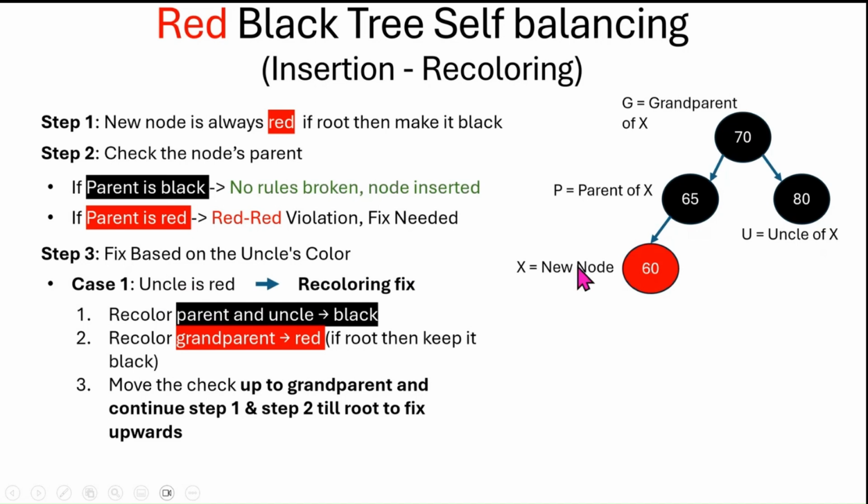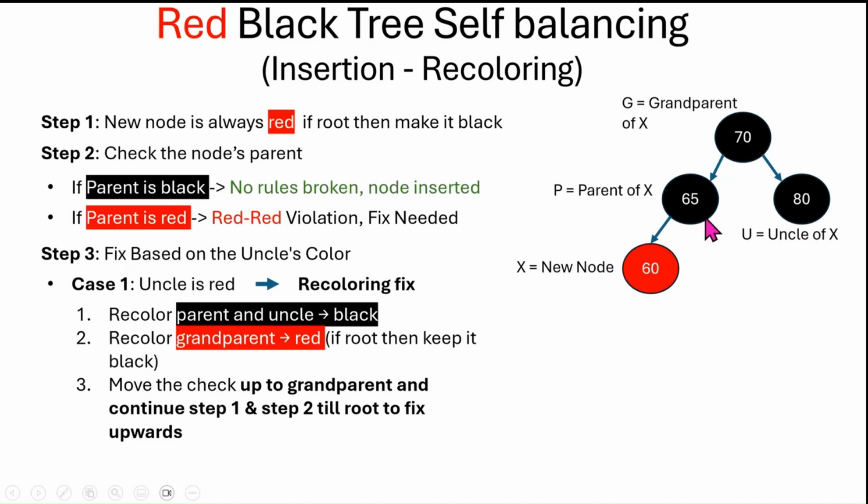If you observe one thing, what do we need to fix? We need to fix the red-red violation. So if we change the parent to black, then that violation will be fixed. 65 will become black, and black and red is allowed. But if I change just the parent, then the black height for 70 will get disturbed. How? Let's say the black height for 70 on the left is 1, 2, and then a null node, so 3. On the right side, if 80 is red, then it is just 1 and the null node is also black, so 2. So 2 on the right and 3 on the left.